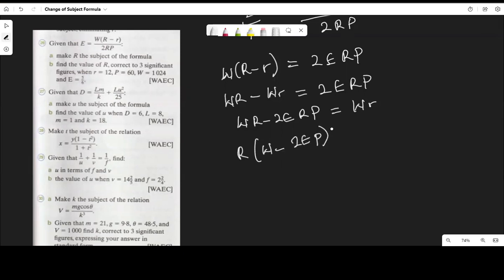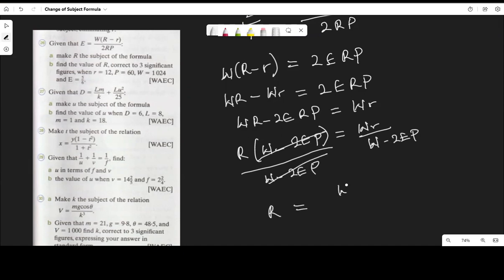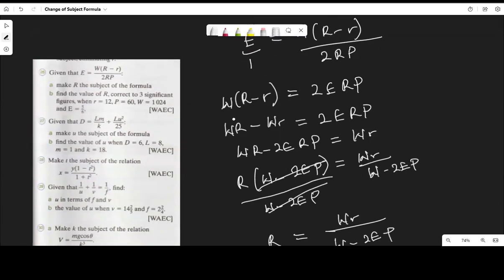R times (W minus 2EP) equal to Wr. Dividing both sides by W minus 2EP, this can cancel this. R therefore is Wr over W minus 2EP. That is the subject of the equation.